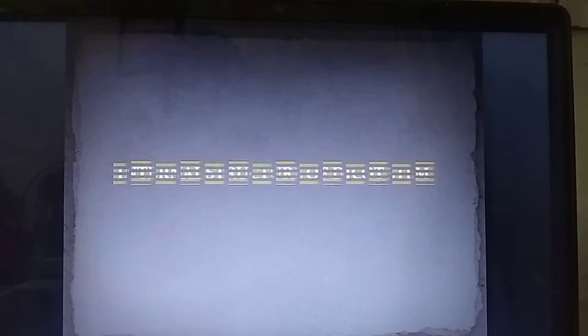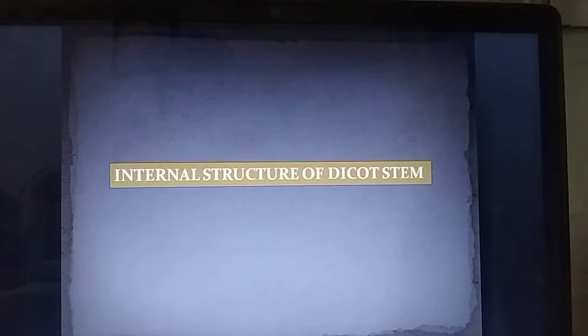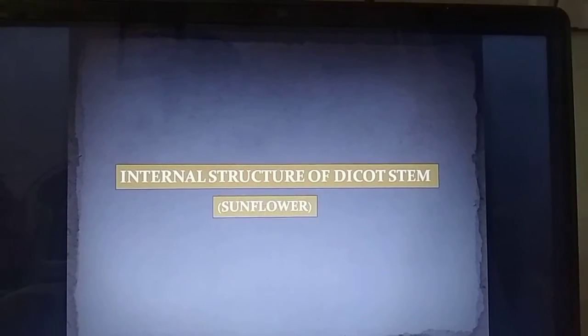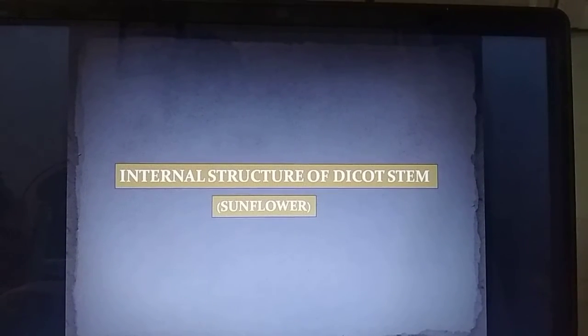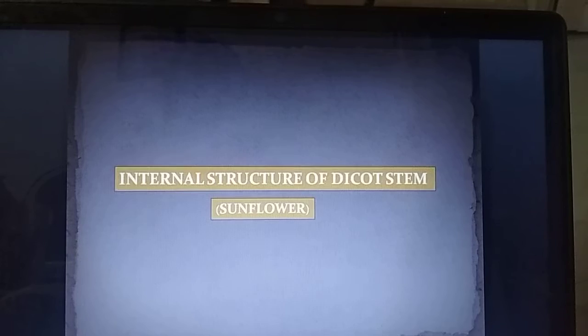Good morning, students. Today we are going to see the internal structure of the dicot stem. The plant is sunflower. Internal structure of dicot stem, the sunflower.